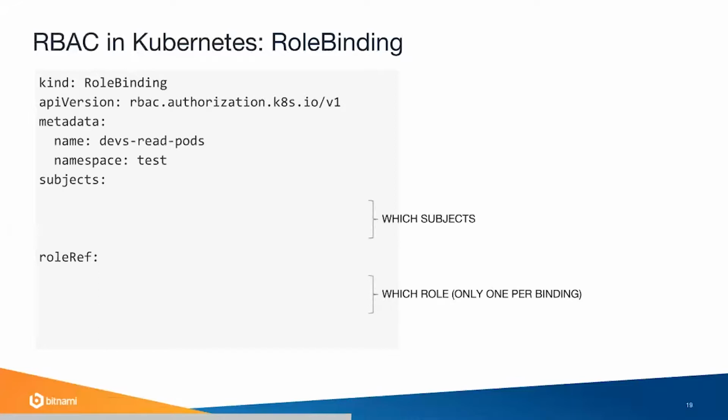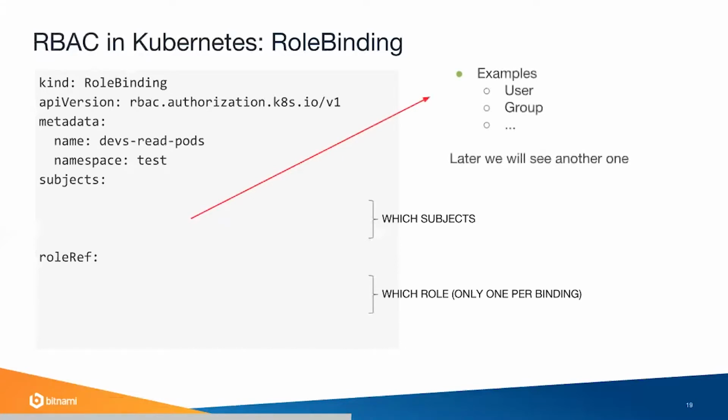Well, in the subject section, what will you put? First, you can put users, you can put groups, and later we'll see another one. So it's something like this. For example, I can say a group called devs. And this API group, currently in all of the examples, you will see that we put this API group here because this group element of the API belongs to this API group. Don't be concerned about this section. This is more thought for future improvements of the API.